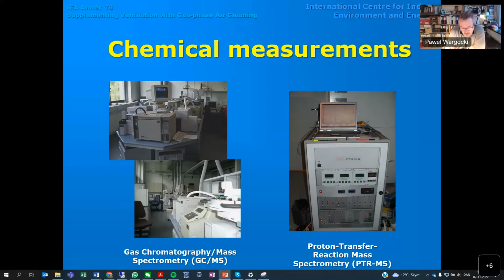In the instruments shown, to the left, we have a classical gas chromatography system, and to the right, we have a proton transfer reaction mass spectrometry system, or similar units using a similar principle, which allow continuous real-time measurement of pollutants in the air.